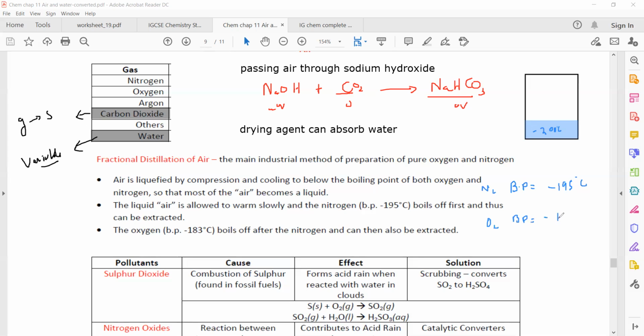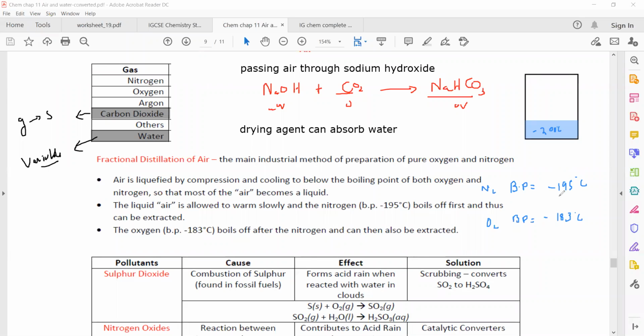Boiling point means the temperature at which the substance changes from liquid to gas. So when we allow it to warm, we are not supplying heat energy, minus 200 is a very low temperature. So if we allow it to warm because it is cold, which gas will vaporize first, convert into gas? Which element, nitrogen or oxygen, will vaporize or convert into the gaseous state first?